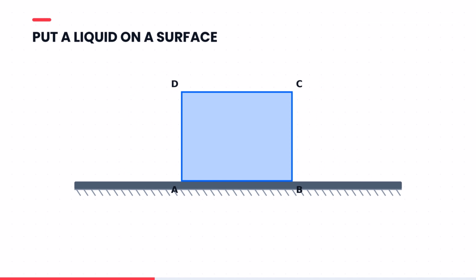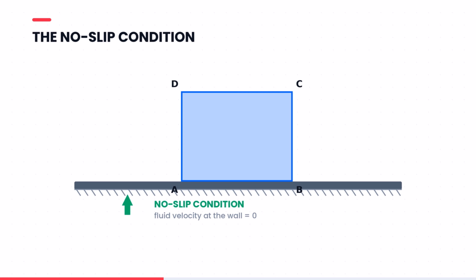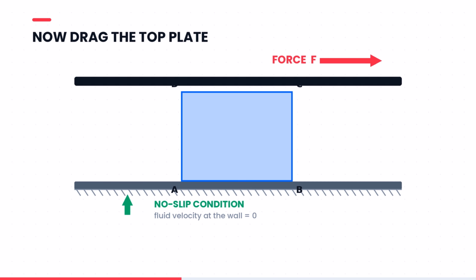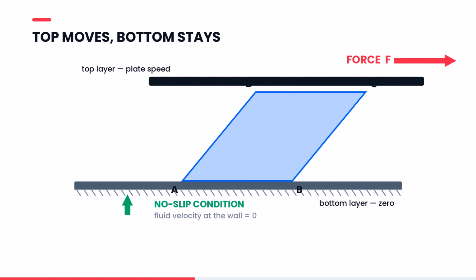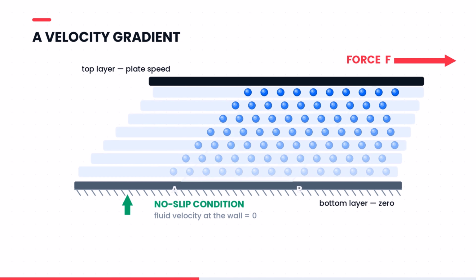Now let us measure it. Place a liquid on a flat, stationary surface. Right at the wall, the fluid does not slip. Its velocity is exactly 0. This is the no-slip condition. Add a second plate on top, and drag it sideways with a force F. The layer touching the moving plate travels at the plate's speed. The layer at the wall stays at 0. Every layer in between slides over the one below and drags it along, so the velocity rises steadily across the gap.